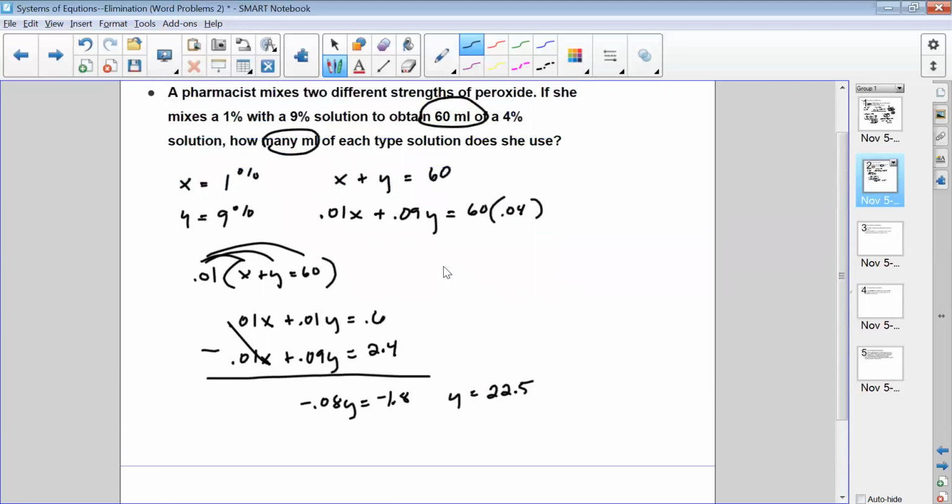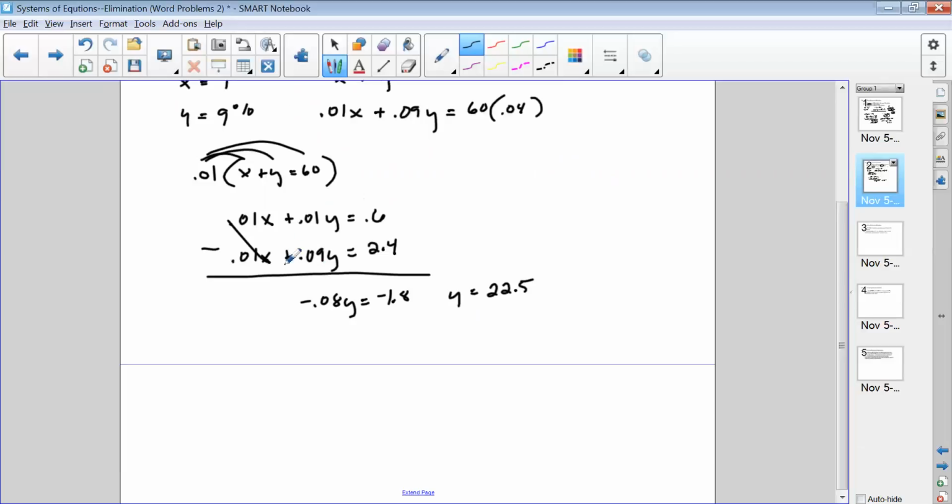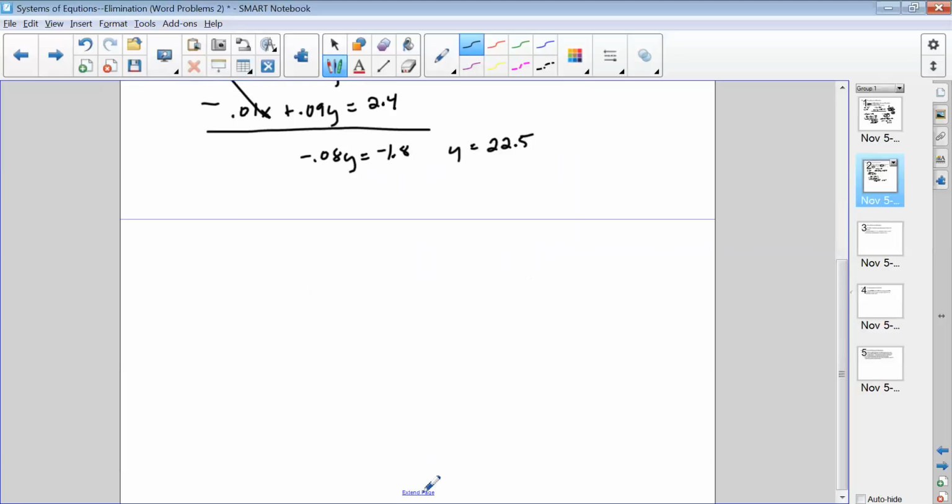Well, remember, that's from up here, how many of each type of solution, how many milliliters. Of the 9%, we're going to have 22.5. So if we take the 60 and subtract 22.5, we're going to get 37.5. So back to our two original equations, we had X plus Y equals 60. Y was 22.5 and X was 37.5, and that should equal 60.